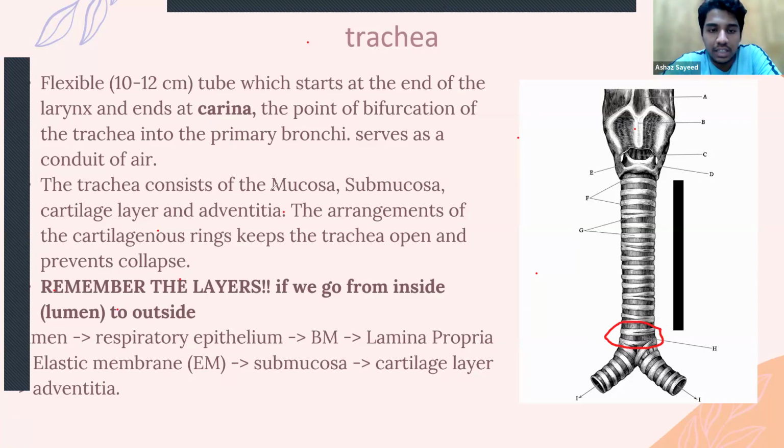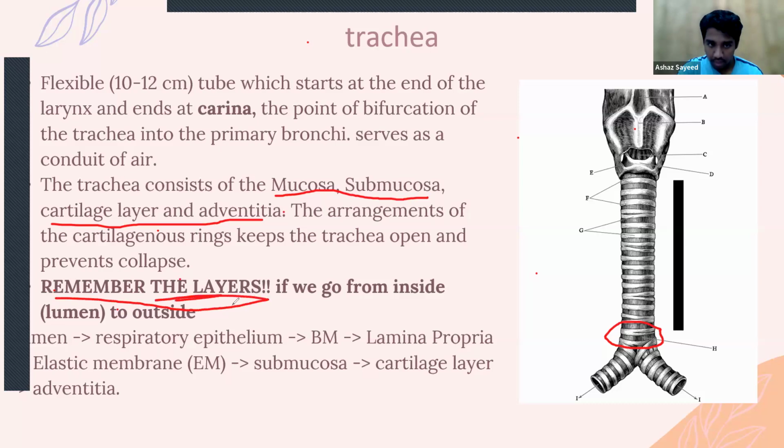The trachea consists of the mucosa, submucosa, the cartilage layer, and the adventitia. I'm going to be explaining this, so remember it. Now the arrangement of the cartilaginous rings: the rings in the trachea are C-shaped rings, and they stack on top of each other. In this way, they prevent the trachea's collapse. The trachea does not collapse within itself, because if it collapses, we can't breathe. And it provides flexibility. Remember the layers and the order.